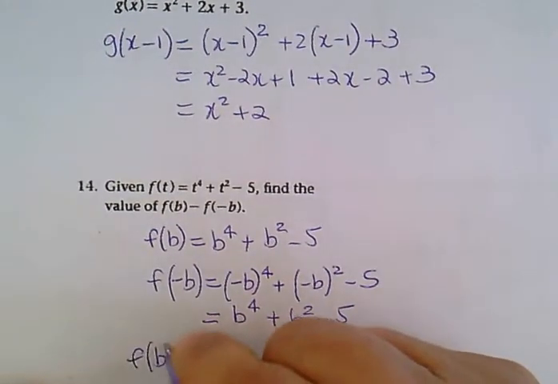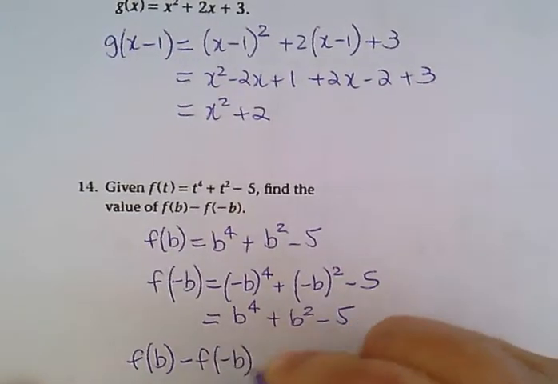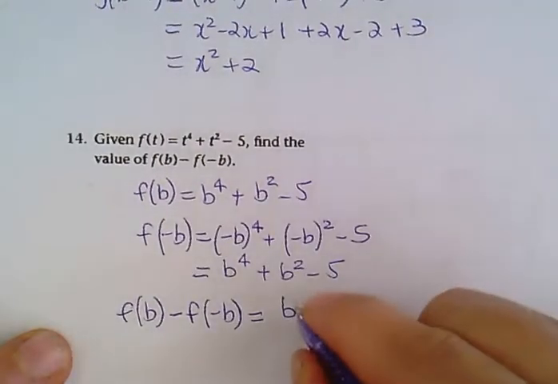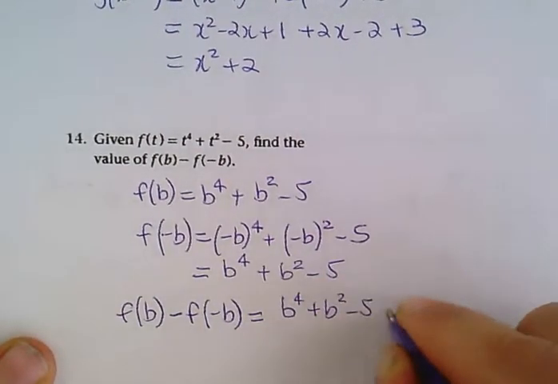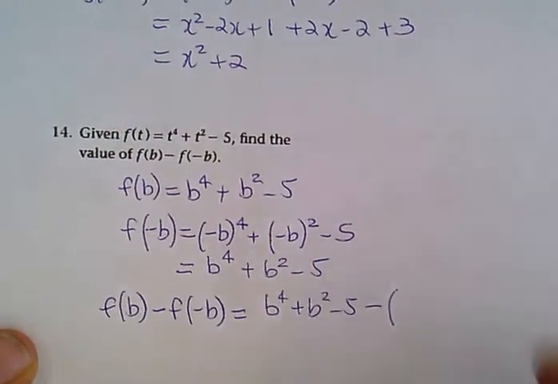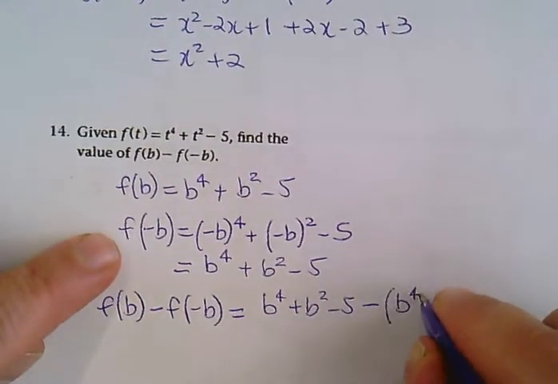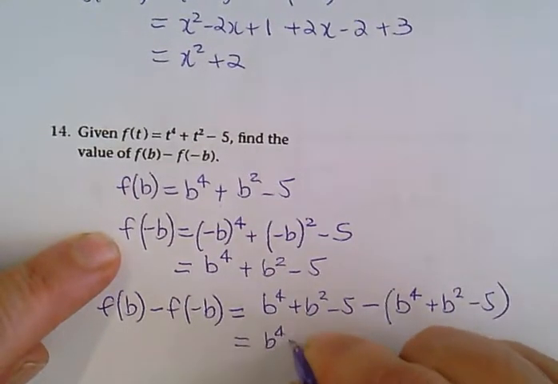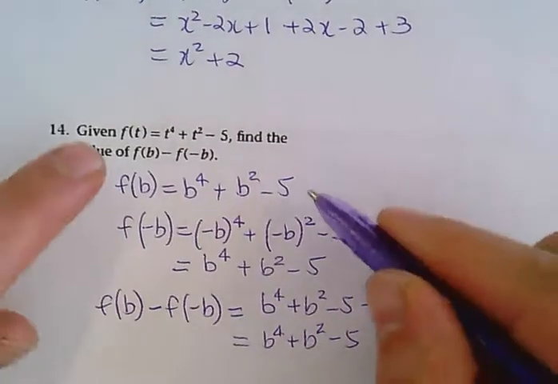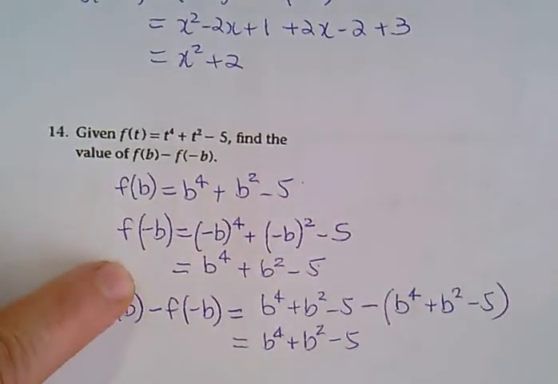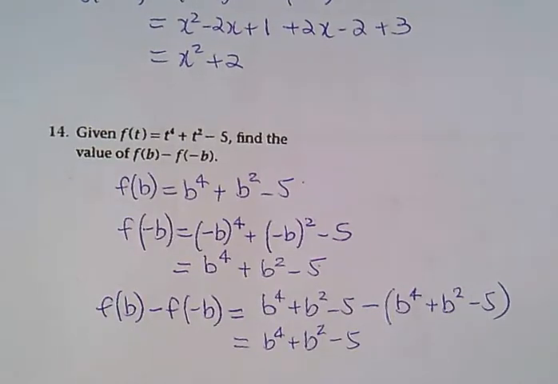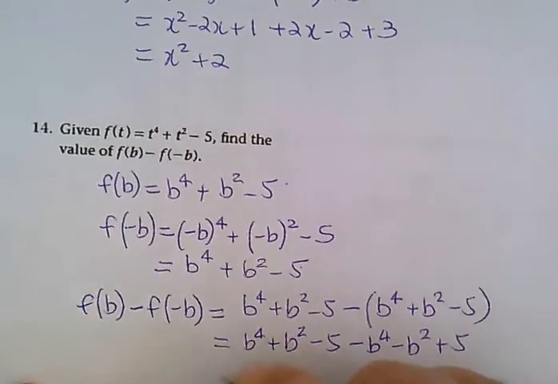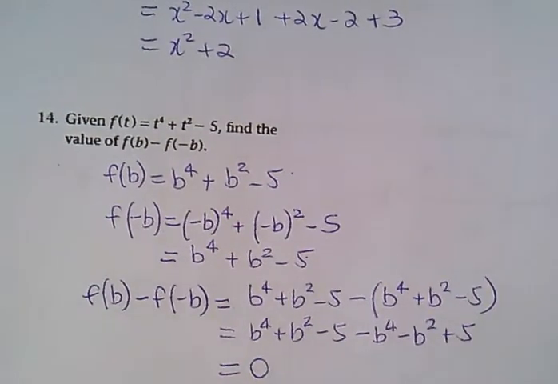So therefore, f of b minus f of negative b, you write out what your f of b is. So this is good setting out. B to the power of 4 plus b squared minus 5, take away in brackets what your f of negative b is. Take away b to the power of 4 plus b squared minus 5. If you want, you can expand your brackets, but you should be able to see if I do f of b minus f of negative b, I'm just going to get 0. That, take away b to the power of 4, take away b squared plus 5, well, they all cancel out and you get 0.